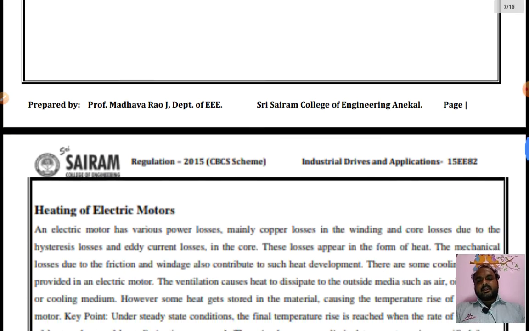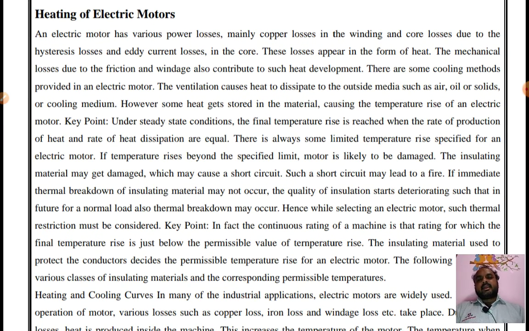Next we will see the heating of electric motors. An electric motor has various power losses, mainly copper loss in winding and core losses due to hysteresis and eddy current losses in the core. These losses appear in the form of heat. The mechanical losses due to friction and windage loss also contribute to heat development.